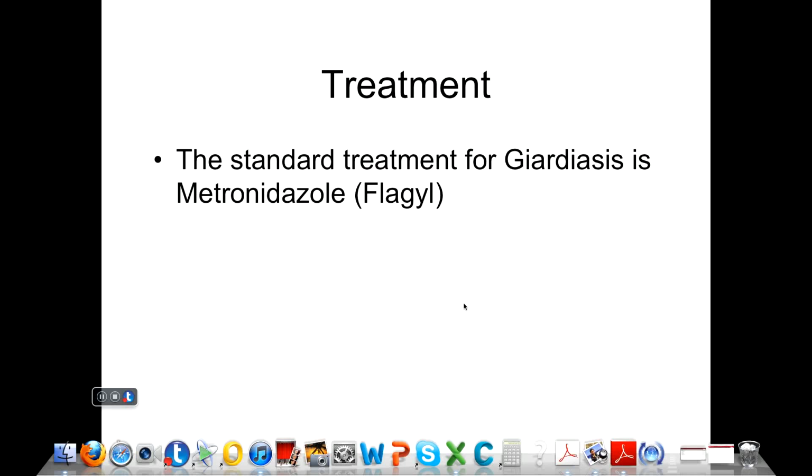The standard treatment for giardiasis is metronidazole, and metronidazole is sold by a couple of different trade names, and Flagyl is probably one of the most common.